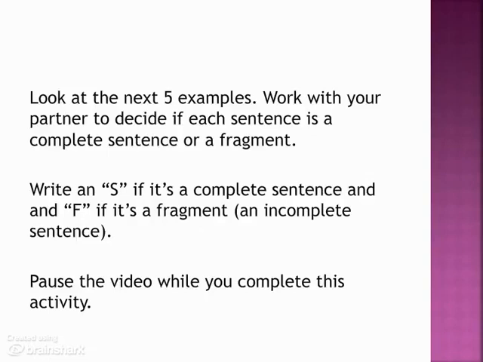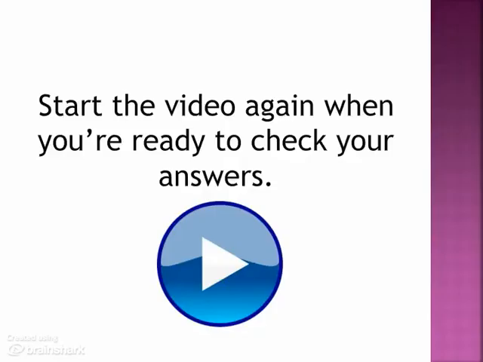Look at the next 5 examples in your notes. Work with a partner to decide if each sentence is a complete sentence or a fragment. Write an S if it's a complete sentence and F if it's a fragment. An incomplete sentence is a fragment, meaning it doesn't have a subject and a predicate. Pause the video now while you complete this activity. Please make sure the video is paused. Start the video again when you're ready to check your answers.